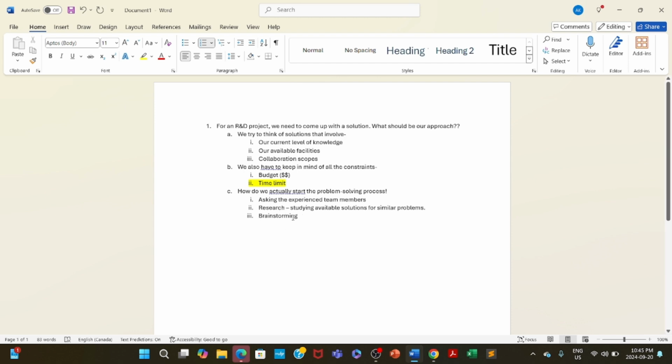And brainstorming is... and then probably next step would be research. Let's just make it studying available solutions for similar problems, and then listing all of those solutions.